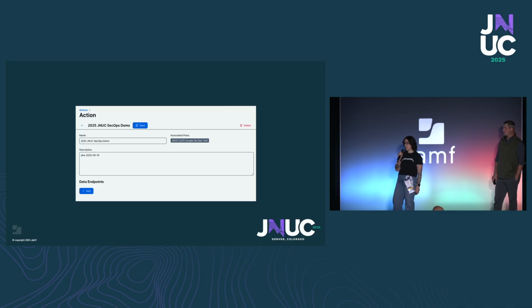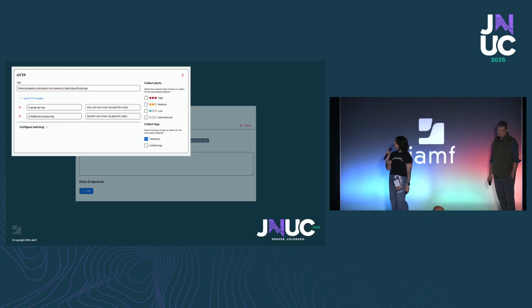All right, so I'm in Protect, and I'm setting up an action. The action is what's going to take the data that comes in from the endpoint and send it over to SecOps with a webhook. So I made a new one. It's my JNUC SecOps demo. In here, I'm setting up my first data endpoint. I've obscured a bunch of this stuff.